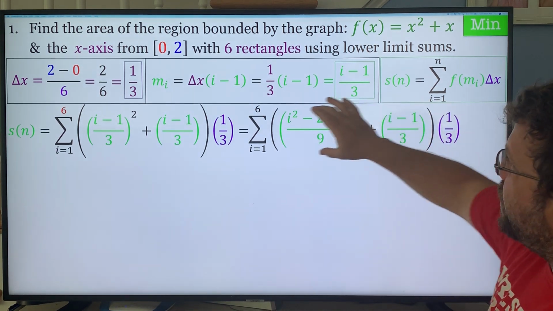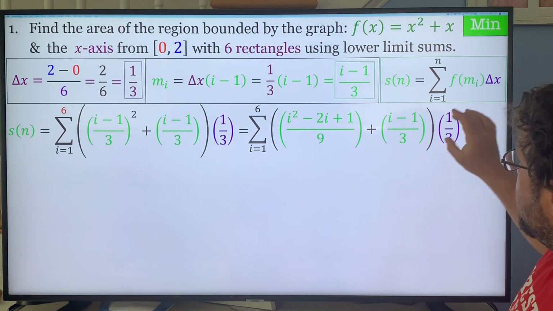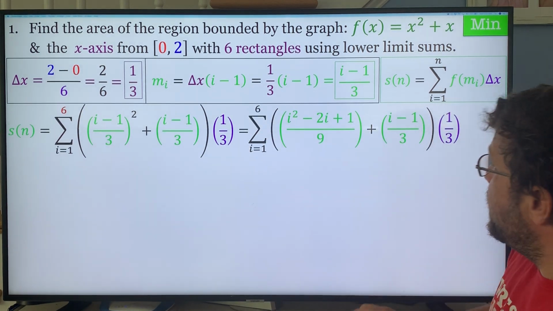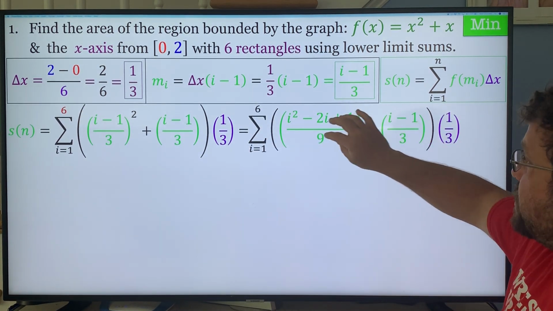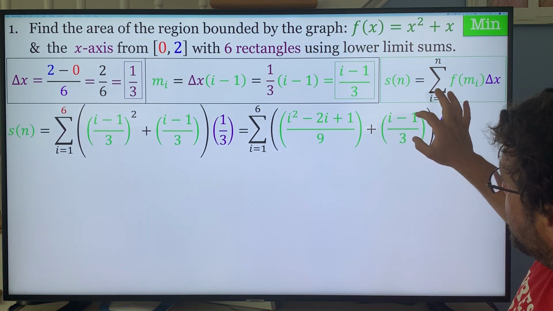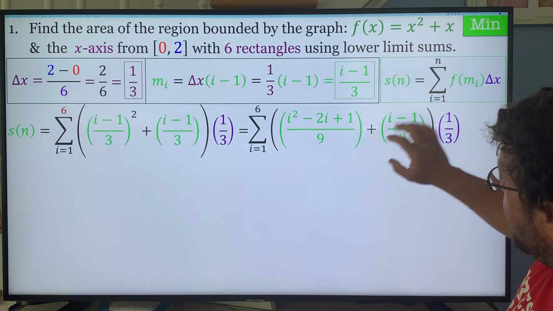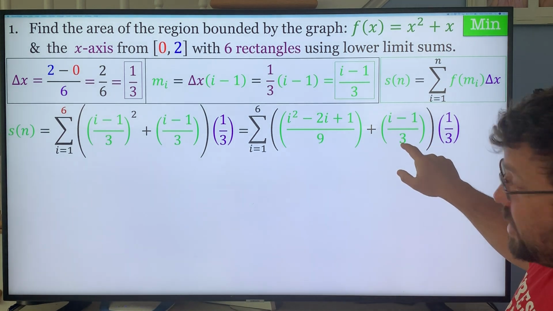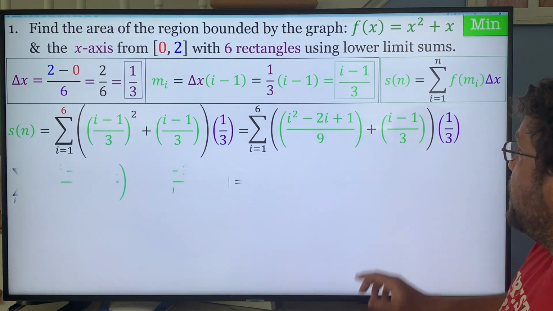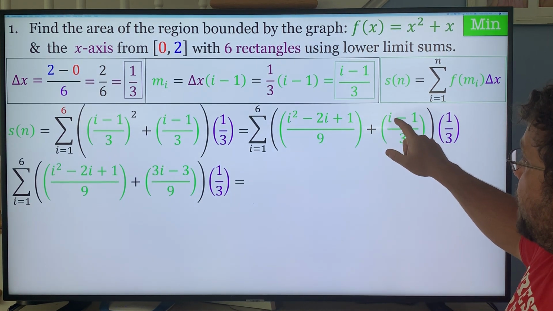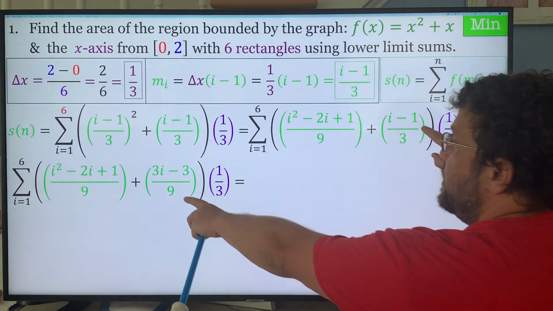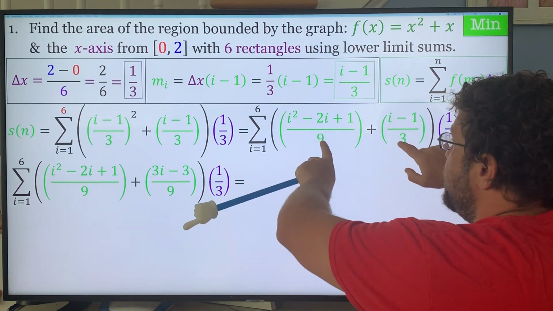Because this whole thing is times 1/3, using the constant rule, I can take the 1/3 and put it in front of the summation. When I want to combine these terms, I need the denominators to be the same. So I have to multiply this piece to get it to be 9. You have to multiply the denominator by 3, so to keep it the same, you multiply the numerator by 3 as well. So 3 times i is 3i, minus 3 times 1 is 3, over 9. These two things are equal. I just need them both to be 9.